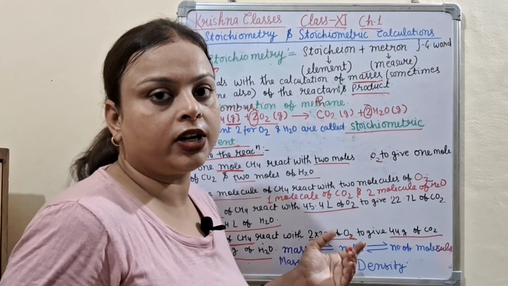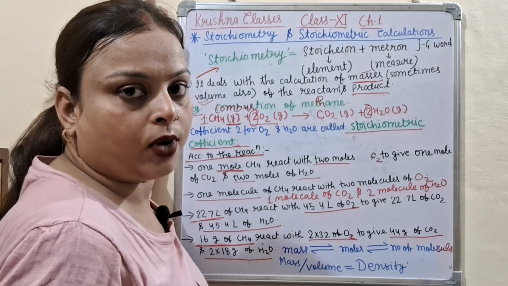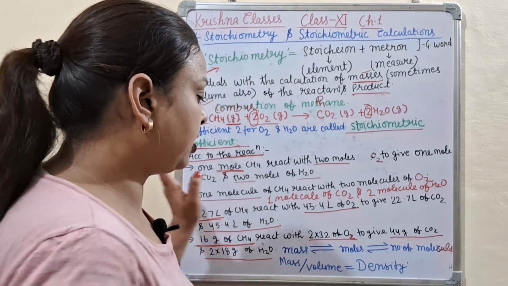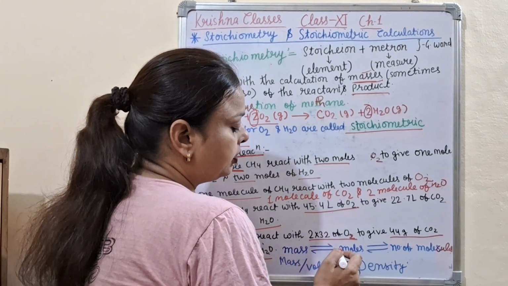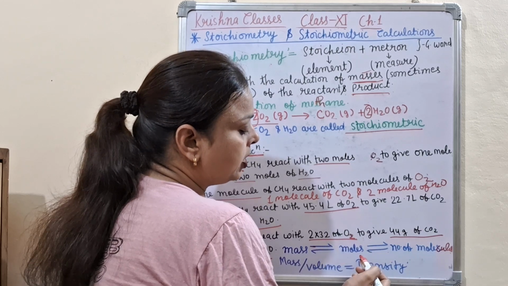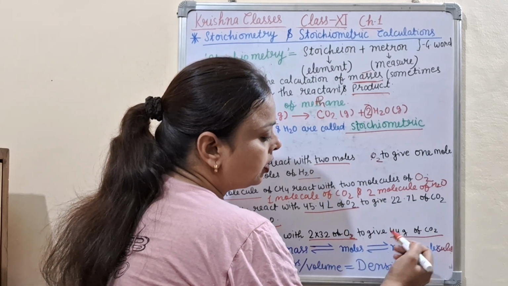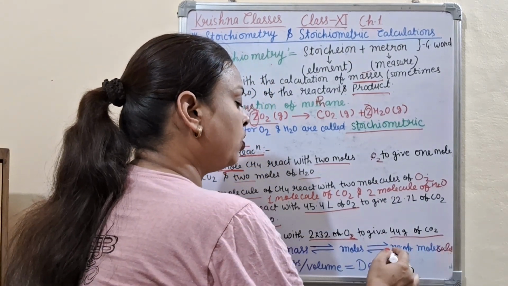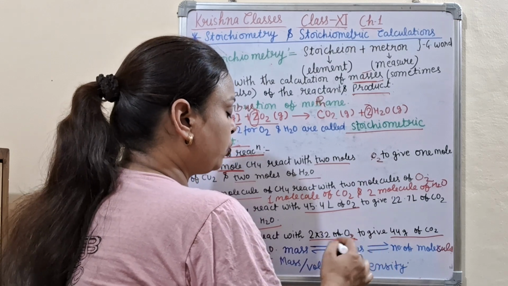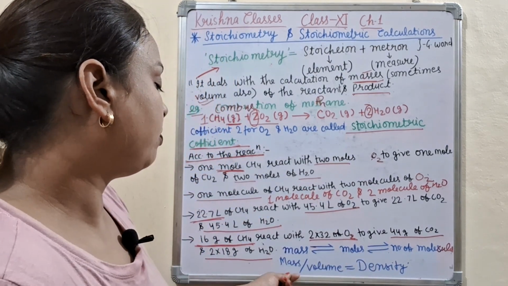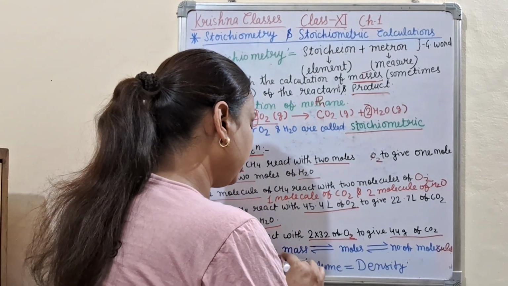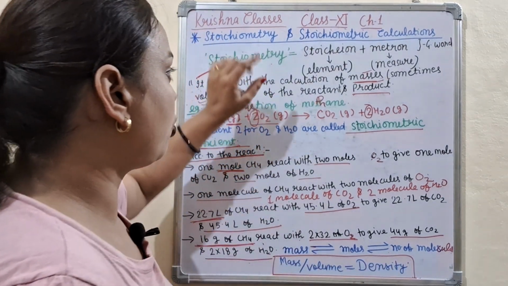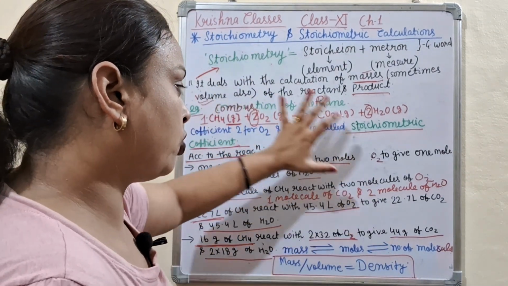So how can we calculate the mass of any molecule? You can also watch my previous videos. I described in very detail how we can calculate it. So what is the result? Mass is interconvertible into moles. Moles are also interconvertible into molecules. So the number of molecules interchanges into moles and moles interchange into mass. Mass upon volume is equal to density. So this is the stoichiometry and this is the stoichiometric calculation.